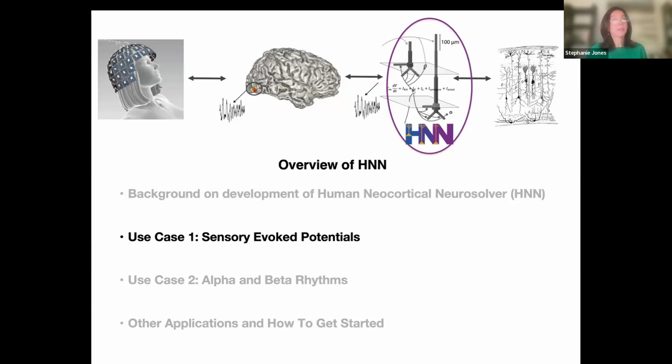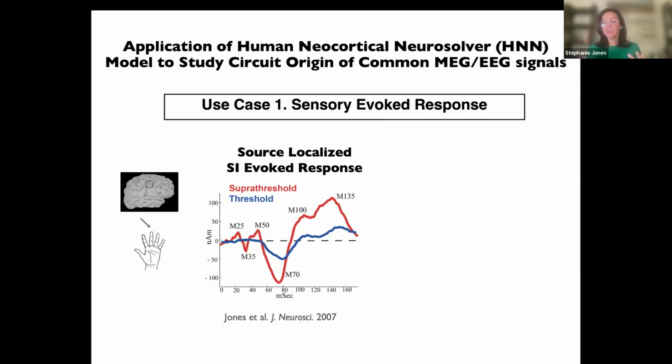Okay, so sensory evoked potentials. As I've mentioned, in my lab, we study sensory processing. And the first study that we did back in 2007, we said, okay, we're going to give a strong tap to the finger, and we're going to look at the mechanism of generation of the ERP that comes from that tap. And then we're going to give a threshold level tap. Sometimes you feel it, sometimes you don't, and we're going to study correlates of perception. And that's what we did in this 2007 paper.